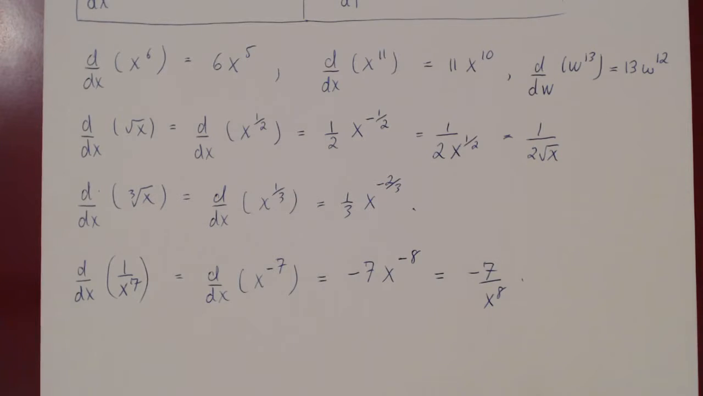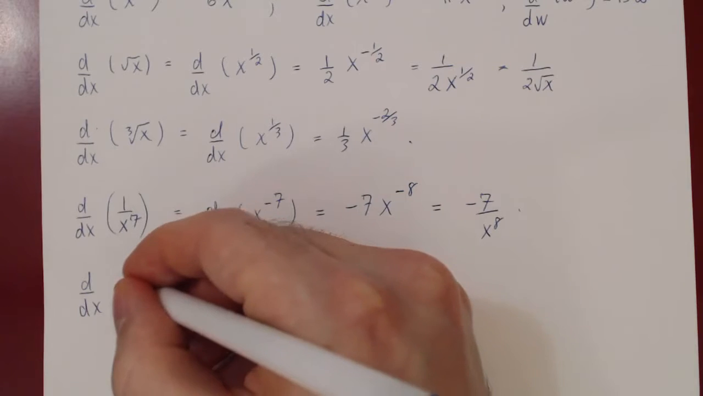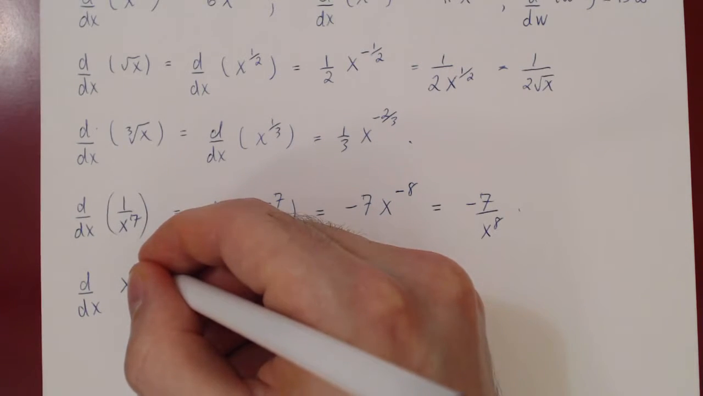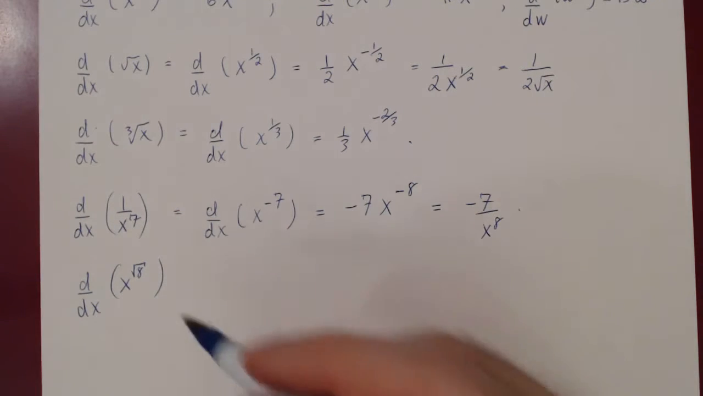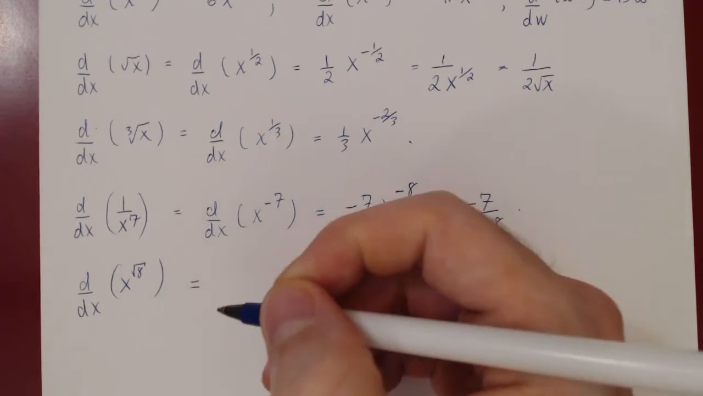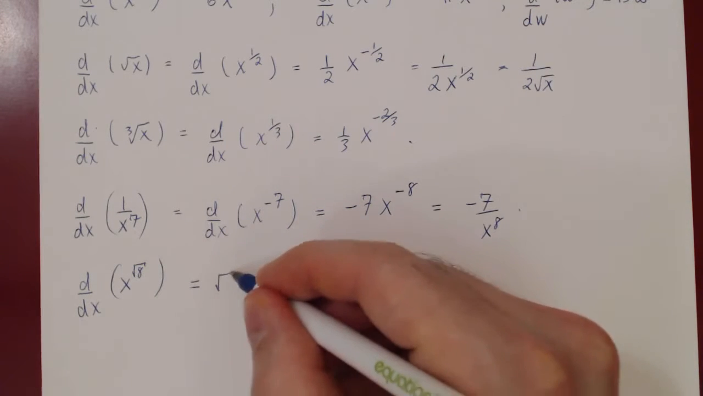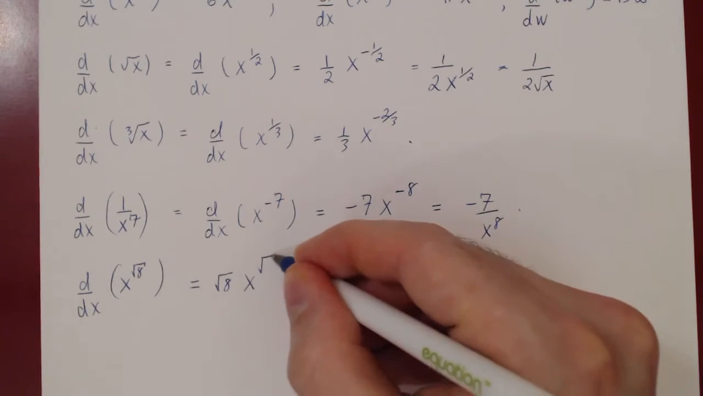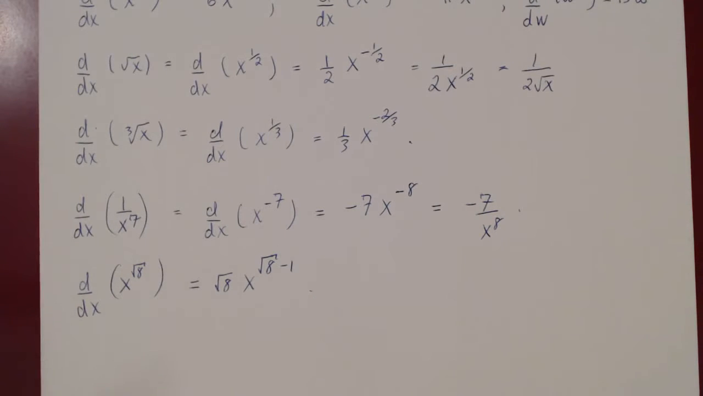One last example. What if we look for the derivative of, say, x to the root of 8? Well, we have a stranger exponent, but root of 8 is a constant, so we can apply once again the power rule. So we can bring the exponent down, root of 8, times x to the root of 8 minus 1. And that's the power rule.